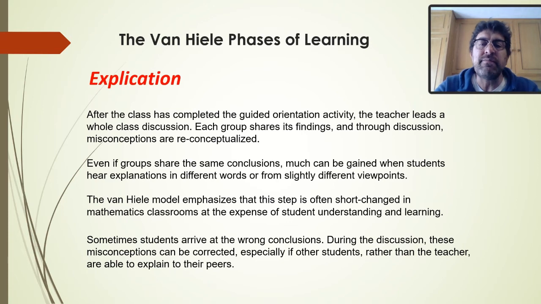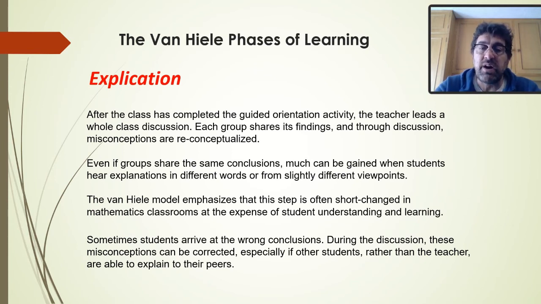The Van Hiele model emphasizes that this step is often shortchanged in mathematics classrooms at the expense of student understanding and learning. The explication phase, the feedback phase from the learners, and the teacher correcting language and reconceptualizing misconceptions are often not present in classrooms. It's not good enough to say, no, it's wrong. Why is it wrong? What properties make it wrong? What relations will make it correct? Which relations are missing from what you explained?